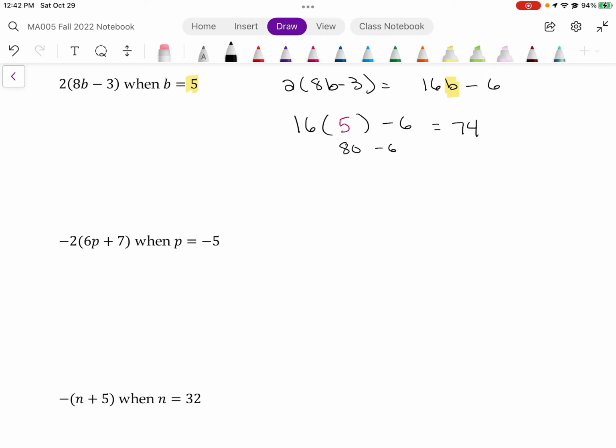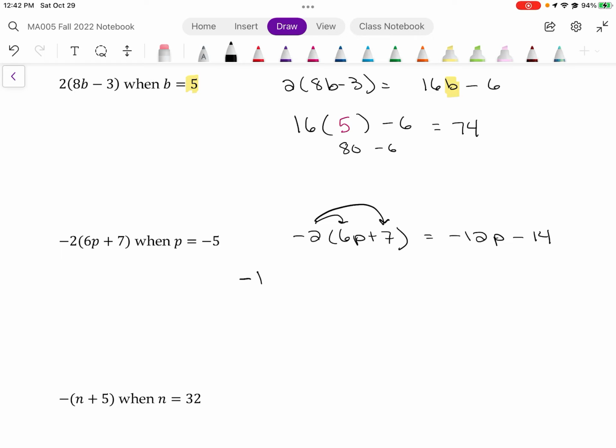All right, so we get negative 2 times 6p plus 7. And that's going to give me negative 12p minus 14. Negative 12p, so I multiplied those two, negative 12p, and then I multiplied those two, minus 14.